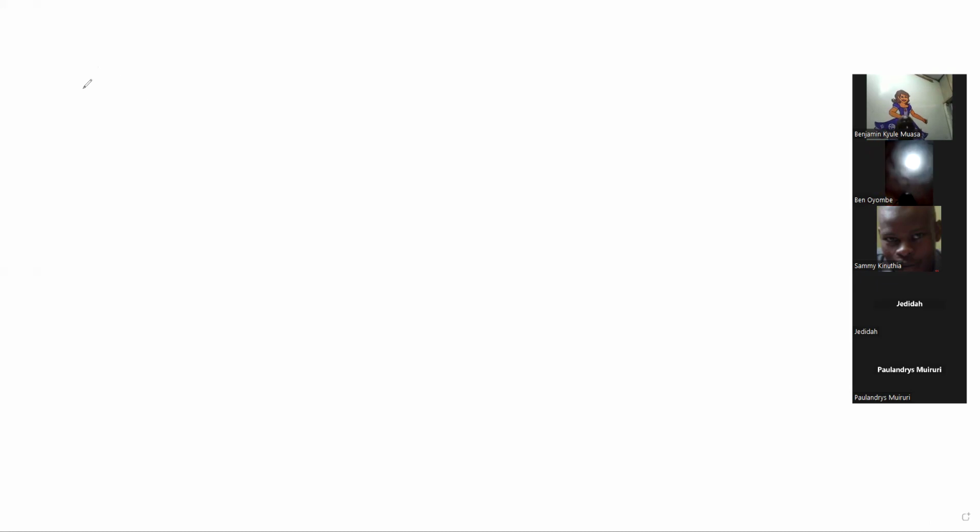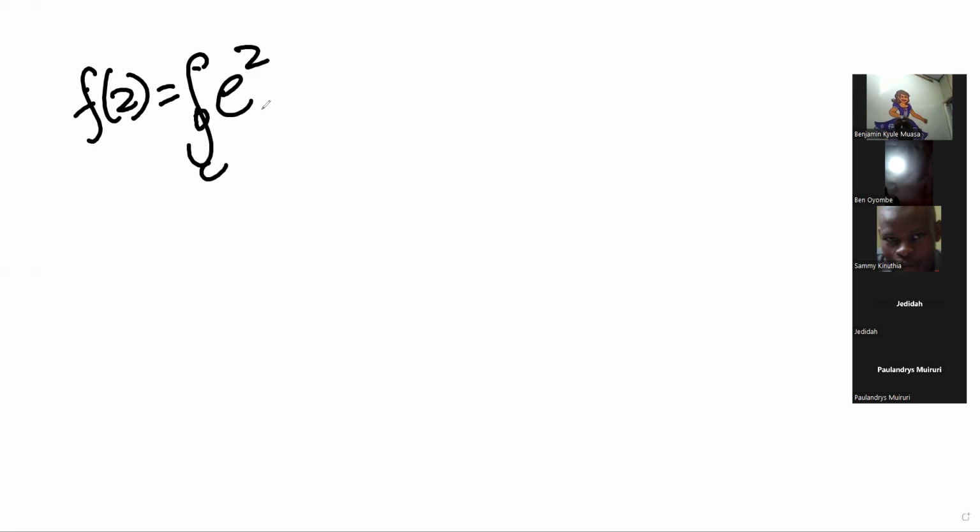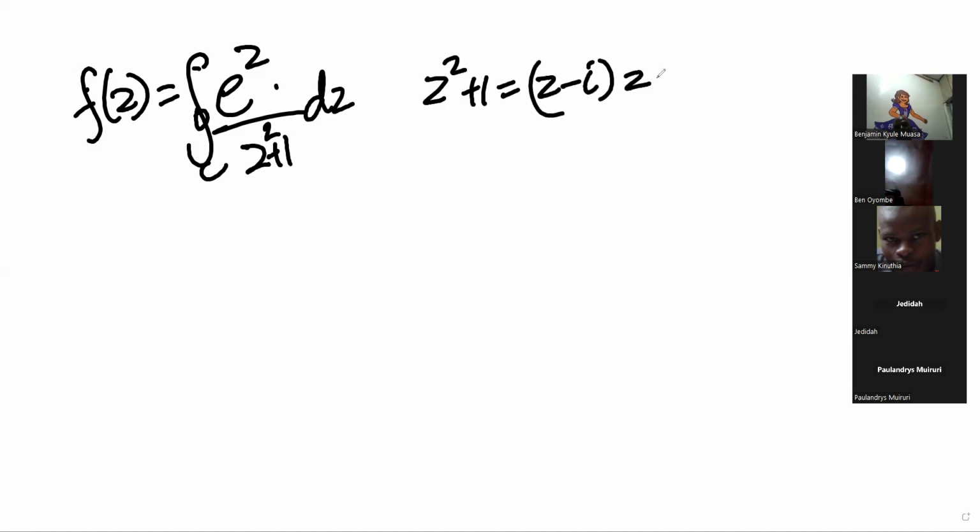It was f(z) equals the integration of e^z divided by z squared plus 1, dz. You see that when you have z squared plus 1, it is the same as (z minus i)(z plus i). Is that okay? Then you have the poles.